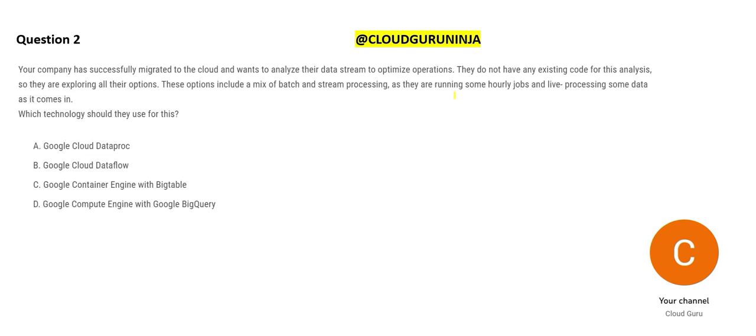See, in this next question, you have moved to cloud. That has already happened. What you have to do now is analyze. Once you are on cloud, this is your cloud. They want you to analyze a data stream to optimize operations, and they have a bunch of batch and stream processing. Batch processing is for large volume data movement, and stream processing is for real-time data movement.